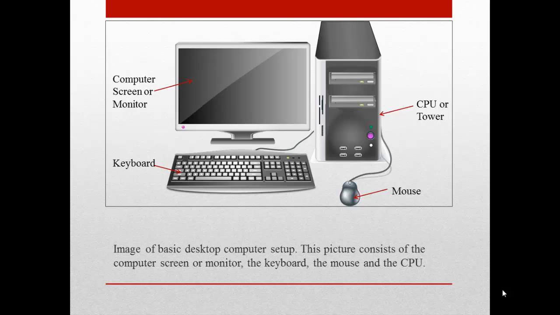In this picture, you will see a desktop computer. The CPU or tower is on the right side of the image. In this picture, you can also see the computer screen or monitor, the keyboard, and the mouse. All of these components may look different for different computer setups, but will all function in the same or similar ways.